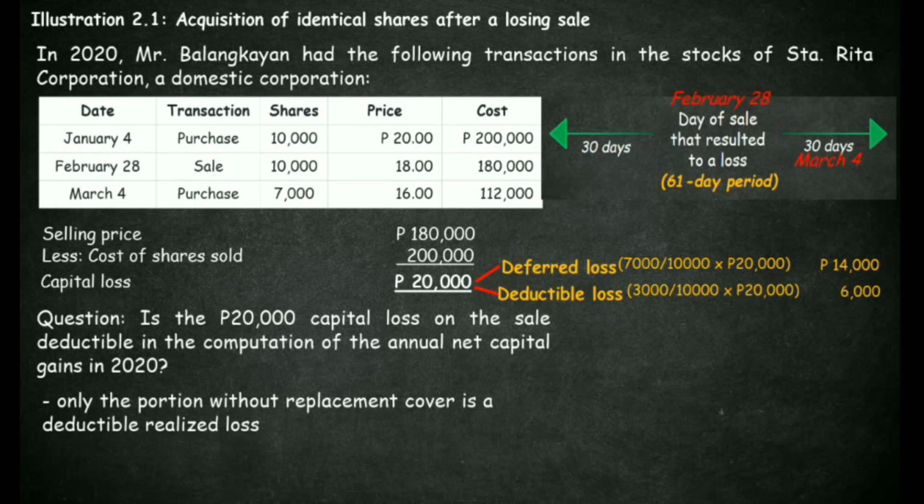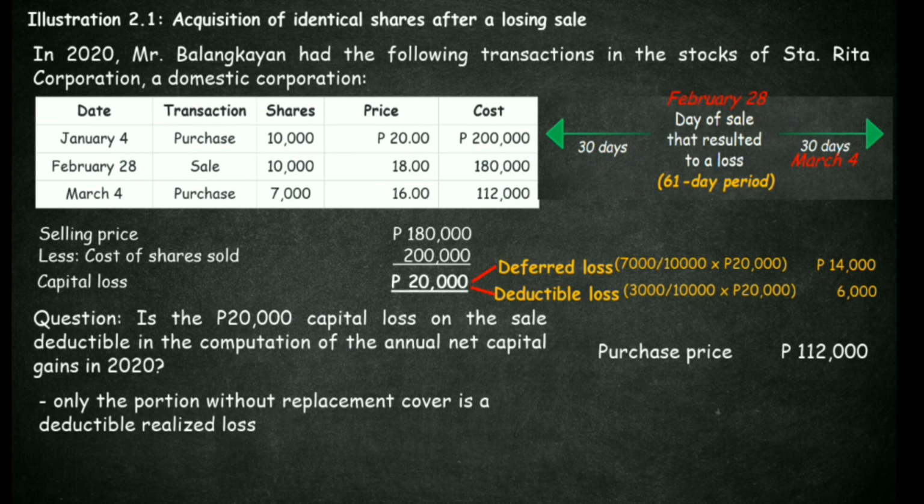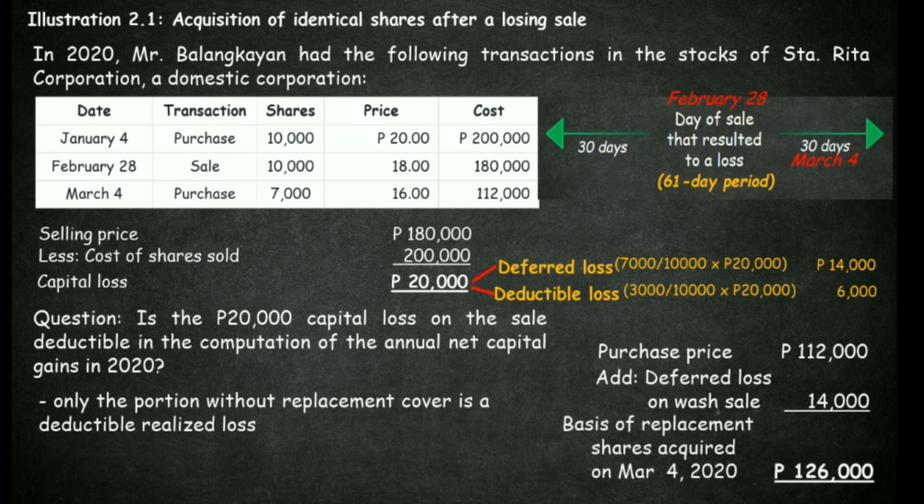Okay, so here's now the computation for the tax basis or the adjusted tax basis of the replacement shares that were acquired on March 4. We'll start with the purchase price of the 7,000 shares made on March 4. So that is 112,000 pesos. And then we're going to add the deferred loss from the wash sale, which is 14,000 pesos. So the total adjusted basis of the replacement shares on March 4, 2020 is 126,000 pesos.